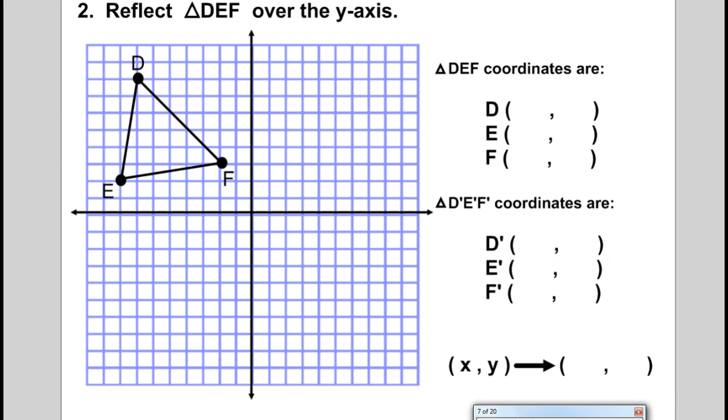Okay, now I want you to try and reflect over the y-axis. Go for it. Draw it. Reflect DEF over the y-axis, just like we did with ABC, except now it's a different axis, please. Over the y-axis.